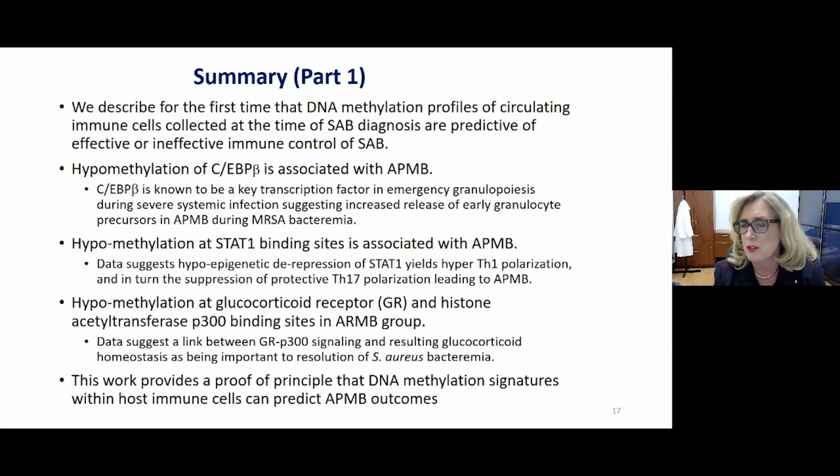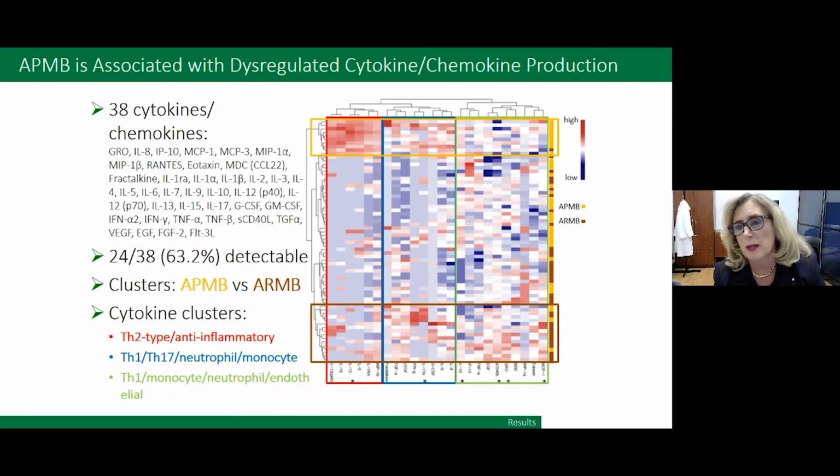These are key transcription factors in emergency granulopoiesis, for example, CEBP beta. STAT1 binding is involved in hyper Th1 polarization, and we predict likely suppressing a protective Th17 polarization response. And again, the GR is most likely important in granulopoiesis. So this work provides a proof of principle that DNA methylation signatures within the host immune cells can predict SAB outcome. So I'd like to go to the last part and briefly talk about our work.